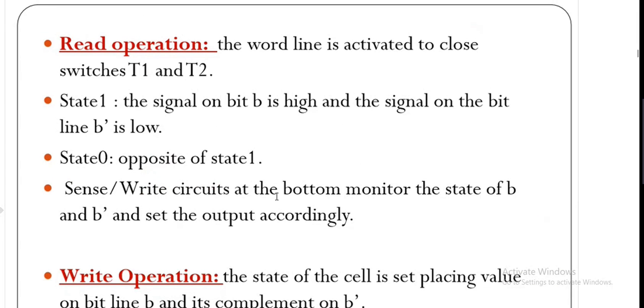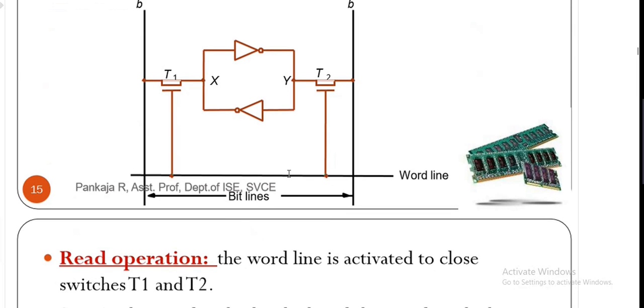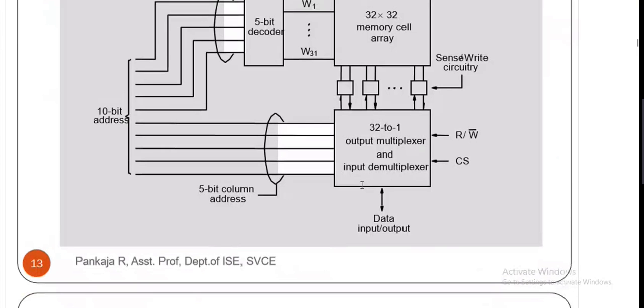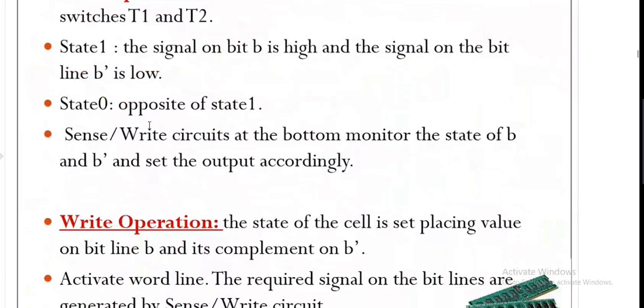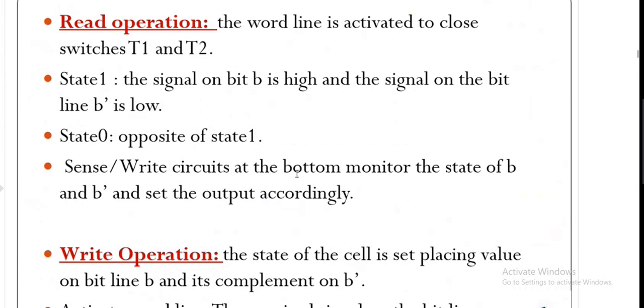The sense write circuit at the bottom sees the state of the bit lines B and B dash and sets the output accordingly. Here they have not shown the sense write circuit connected to the bit lines. If you observed the previous diagram, you can see it is connected, the sense write circuit for the column or bit lines. It is sensing the value that is stored in B and B dash, that is the bit information column wise. So that is the function of the sense write circuit, it monitors the state of B and B dash and sets the output accordingly.